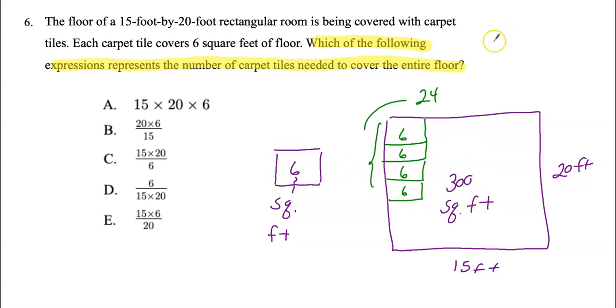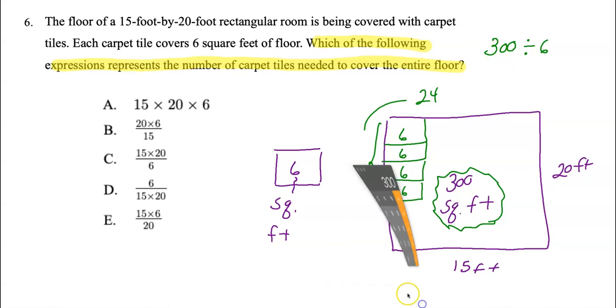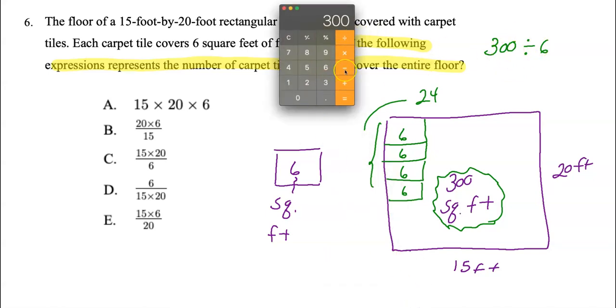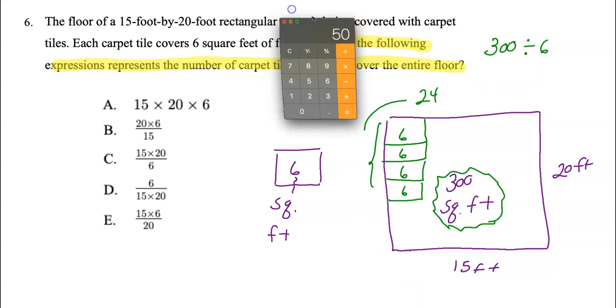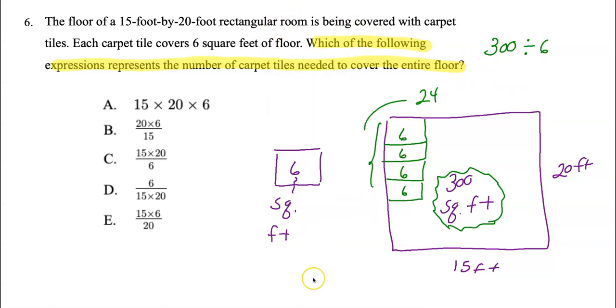So you can just go 300 divided by 6. So I'm taking this number and dividing it by this number. I'm seeing how many 6s can I pull out of 300, or how many 6s can I put into 300. Same thing, and what's that going to be? Well, 300 divided by 6 equals 50. So I can fit in 50 of these. 50 carpet tiles.